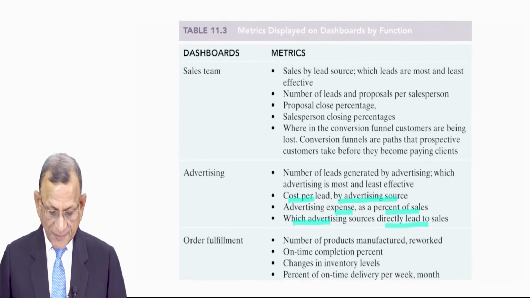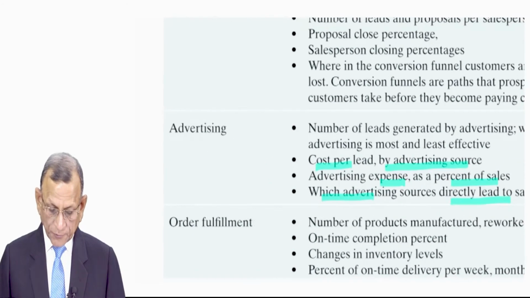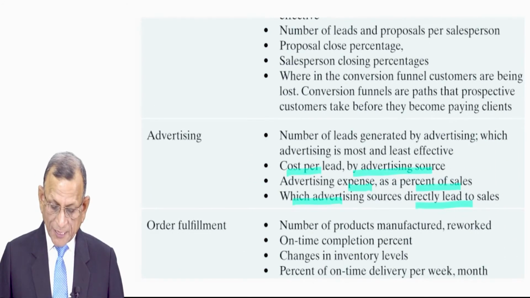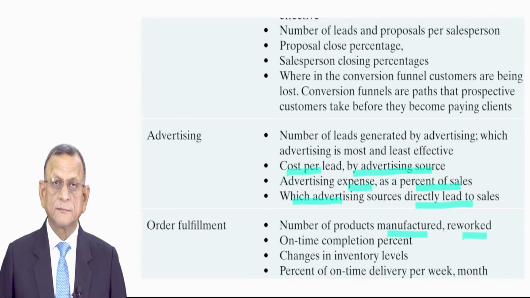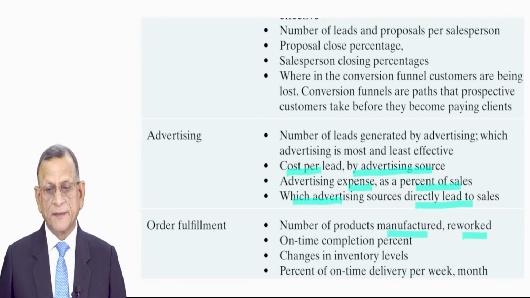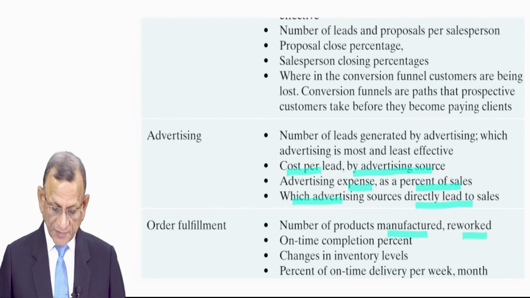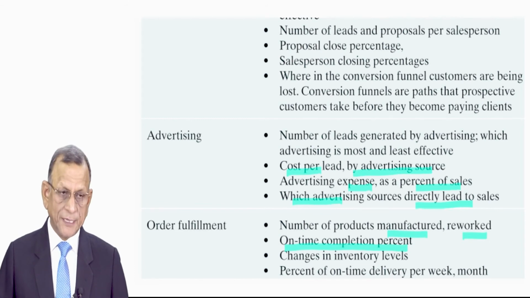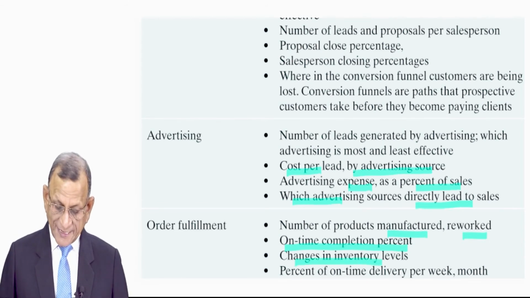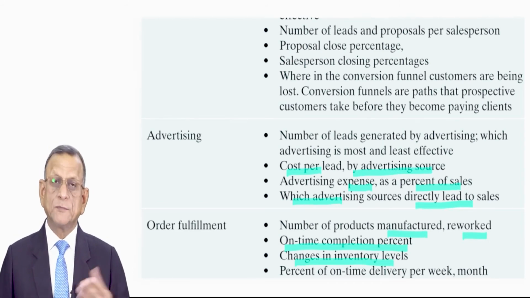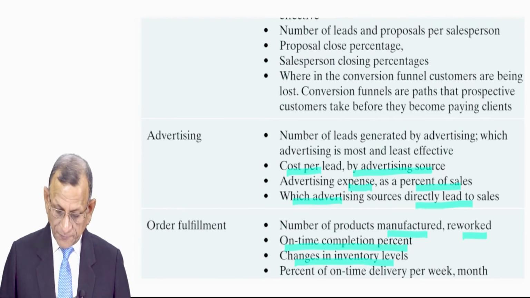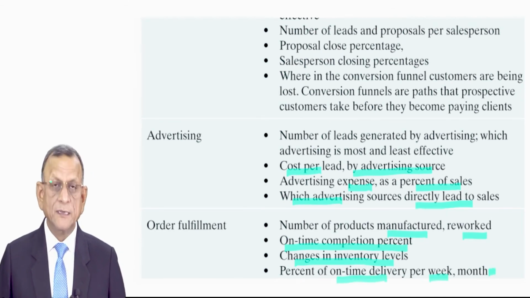And finally friends, we have something related to order fulfillment. Number of products manufactured and reworked. In the case of defective products, you need to rework, you need to rectify them. On-time completion percentage: could we deliver on time or not. Changes in inventory levels: how the inventory is moving. And percent of on-time delivery per week and month.